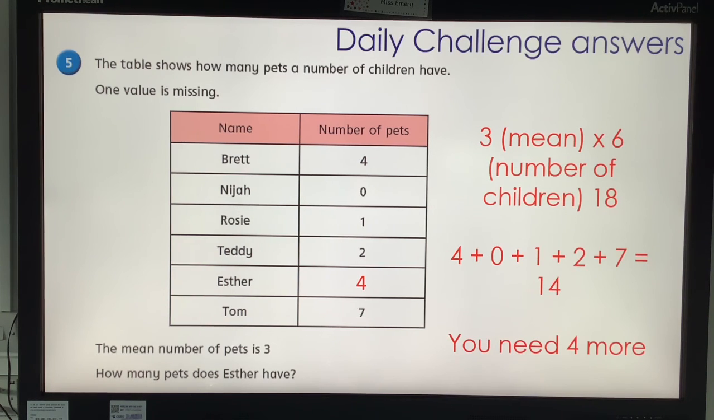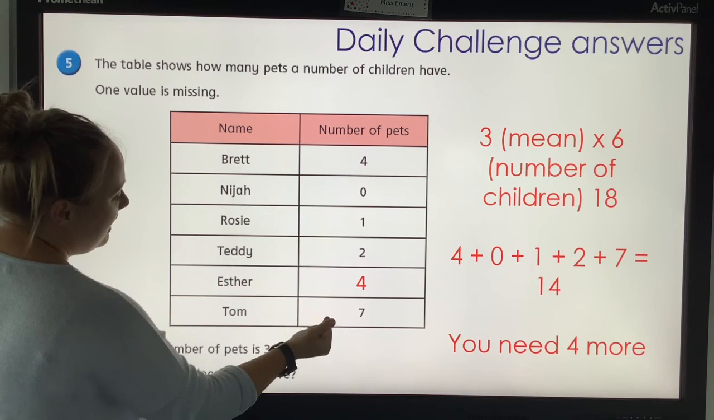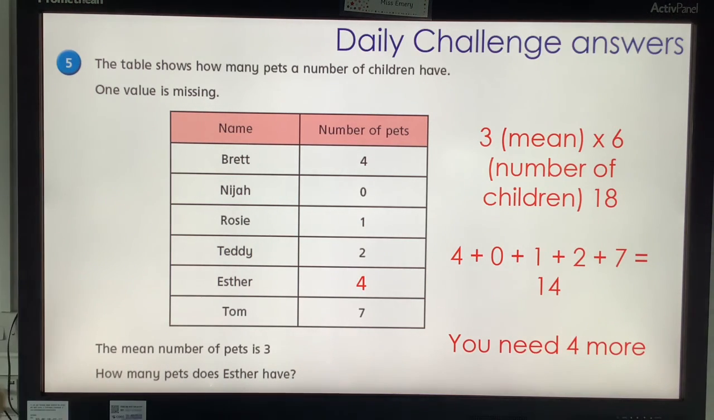Now we know the total, and that's useful because it allows us to work out Esther. Because if we add all of the other numbers together, we find that the total without Esther is 14, which means we need 4 more to get to 18, and that tells us that Esther must have had 4 pets. We could then check it if we wanted to by adding them all together and getting 18 and dividing it by 6 to get 3, and we know our mean is correct. But that is how you work out Esther.